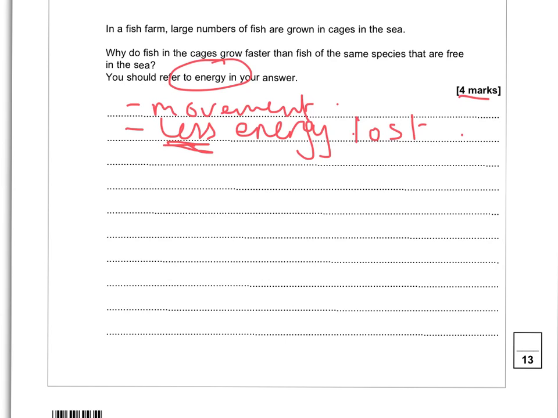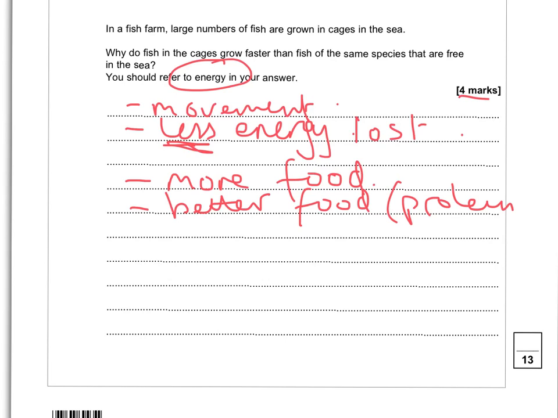Also, in the cages, there will be more food available, because they'll be fed food from the owners of the fish farm. So more food is available, or it could even be better quality food designed for growth, and usually that implies that it's got more protein in it to speed up growth. And you could add that therefore more energy is converted to biomass. So more energy converted to biomass would get you a mark.